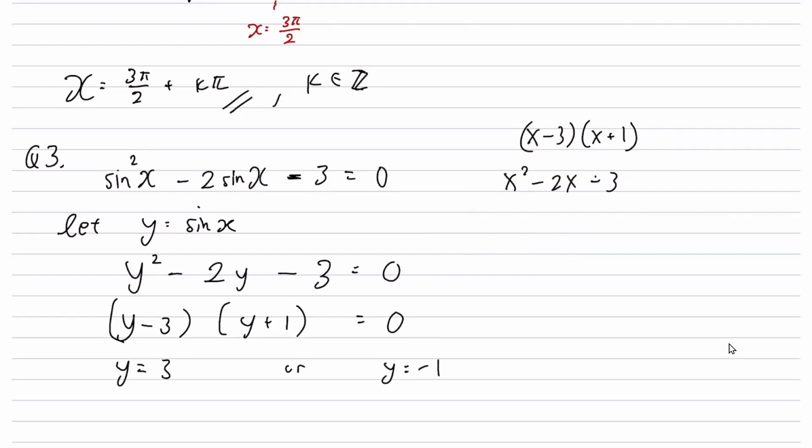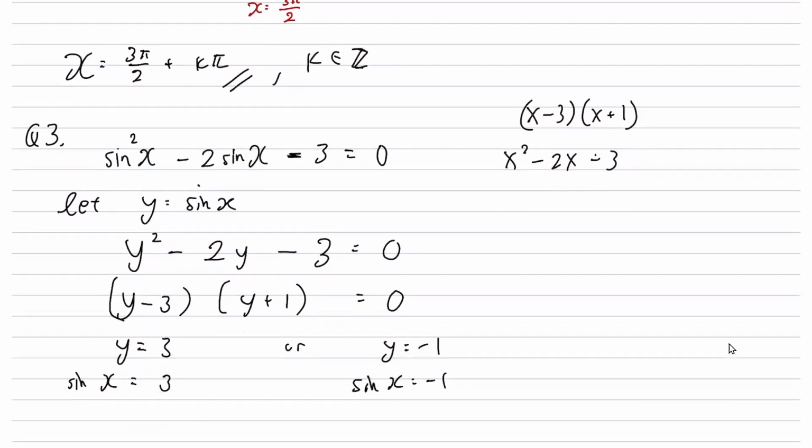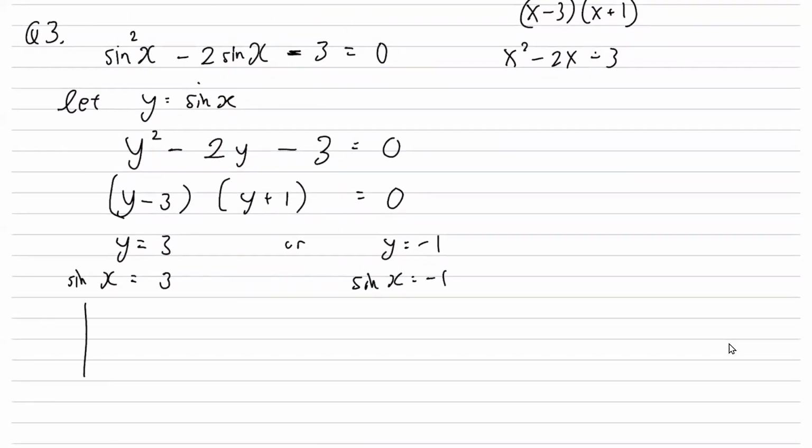Correct? Okay, good. Then what's y? We're not solving for y, we're solving for x. So we replace the y with sine x. So sine x equals to 3, sine x equals negative 1. What do you know about the left-hand side? Equals to 3. Draw a graph. Straight away, I think you can tell.